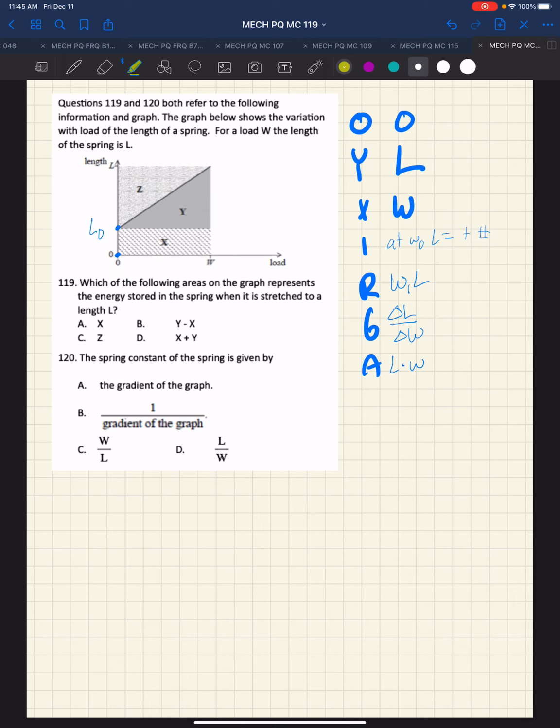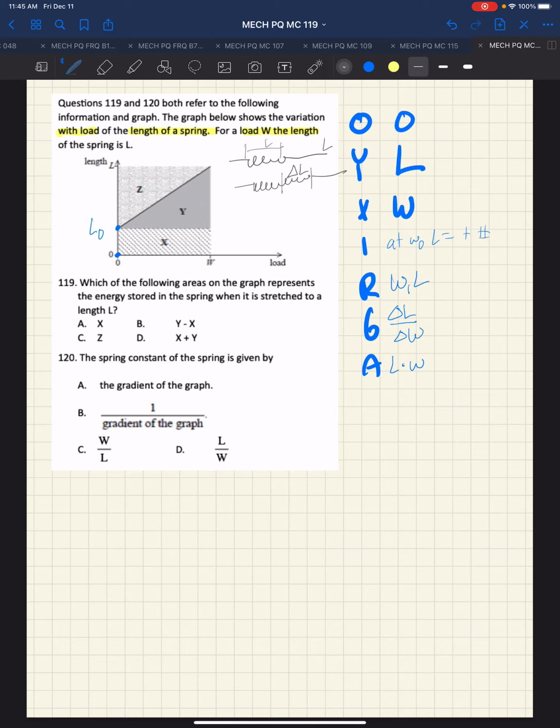The graph shows the variation with load of the length of a spring. For a load W, the length of the spring is L. So let's draw this out here. We have the length of the spring, like this. And then when we put a load on it, it stretches. So we have L. And we could even call this L if we want. And then when the load is placed on it, a delta L.